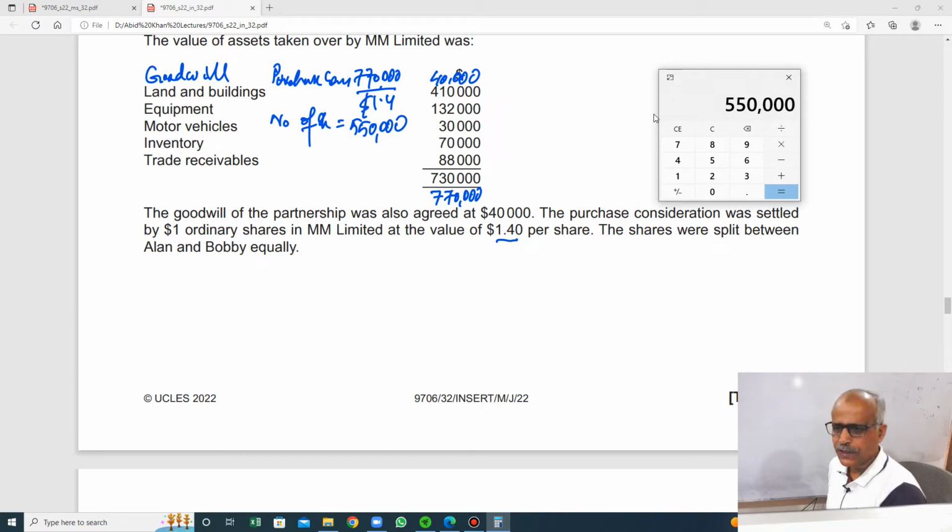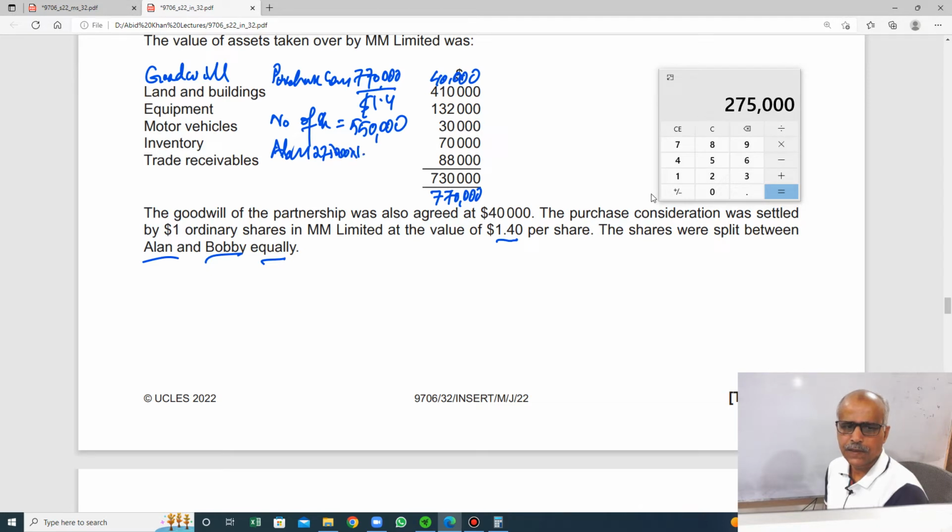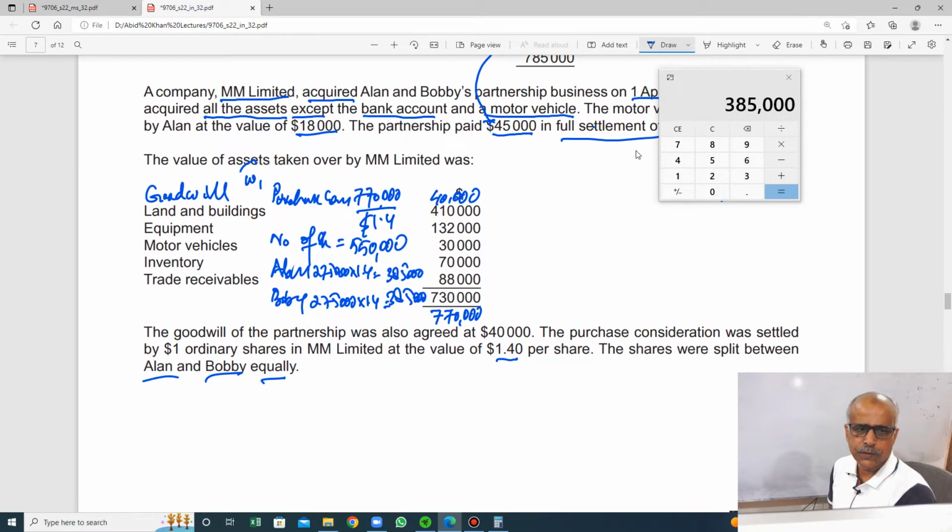Move on. The shares were split between Ellen and Bobby equally. Equally means Ellen took 275,000 shares at 1.4, which is 385,000, and Bobby also took 275,000 shares at value 1.4, which is 385,000. We can say this is our working note 1.